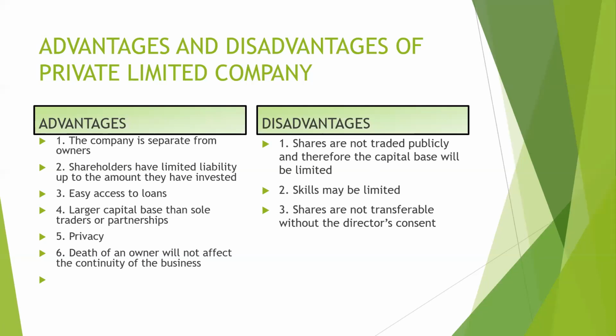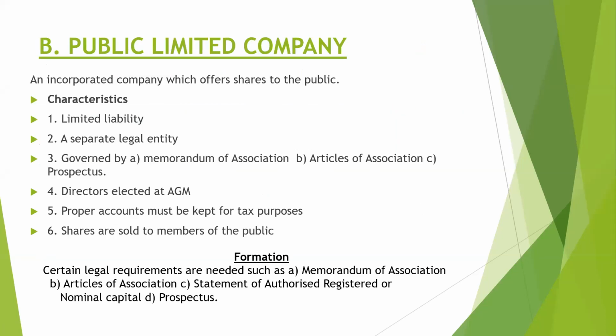So moving on to the next company, which is the public limited company. We see here that the shares are offered to the public. So it is an incorporated company which offers shares to the public. We have limited liability and a separate legal entity. Again, it is governed by 2 important documents, the Memorandum of Association and the Articles of Association, as well as the prospectus. The prospectus basically summarizes the goals and aims of what this business will entail. Directors are elected at the annual general meeting, proper accounts must be kept for tax purposes, and shares are sold to members of the public.